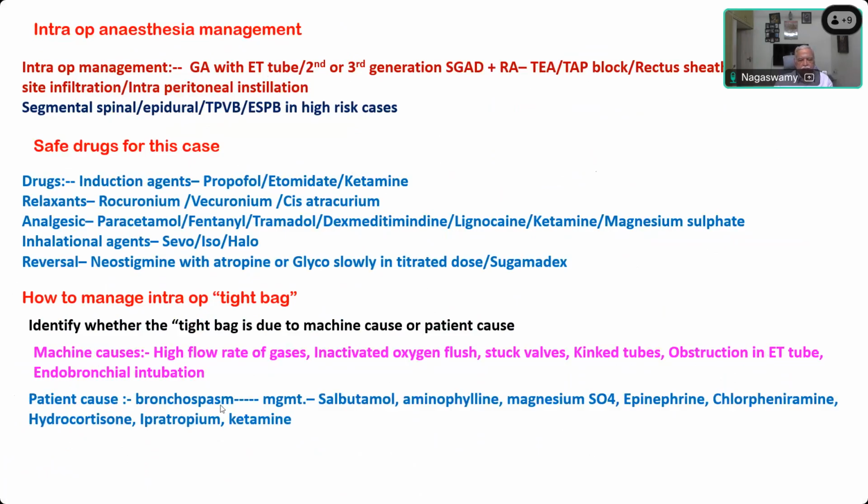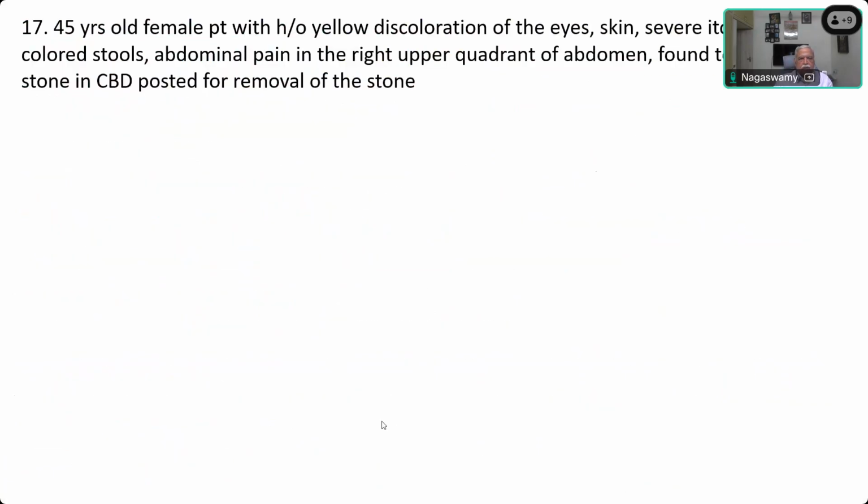Patient causes: bronchospasm. That is managed by salbutamol, aminophylline, magnesium sulfate, epinephrine, chlorpheniramine maleate, hydrocortisone, and ketamine. So the mnemonic that I have given in my earlier presentation on COPD is SAME CHIK. So all the 8 drugs, that will be the mnemonic to remember. And fluid overload or cardiac failure is another cardiac cause for a tight bag also. So these are all the common things that you have to remember.